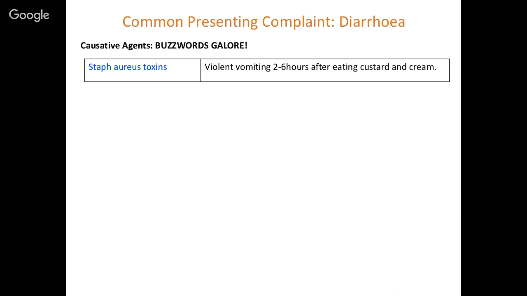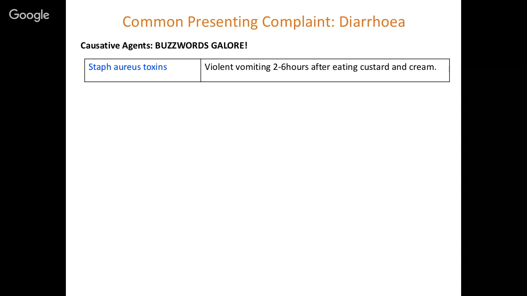Violent vomiting 2 to 6 hours after eating custard and cream: Staph aureus. Generally the toxins will give you instant vomiting. Bacillus cereus: diarrhea after eating some dodgy fried rice.